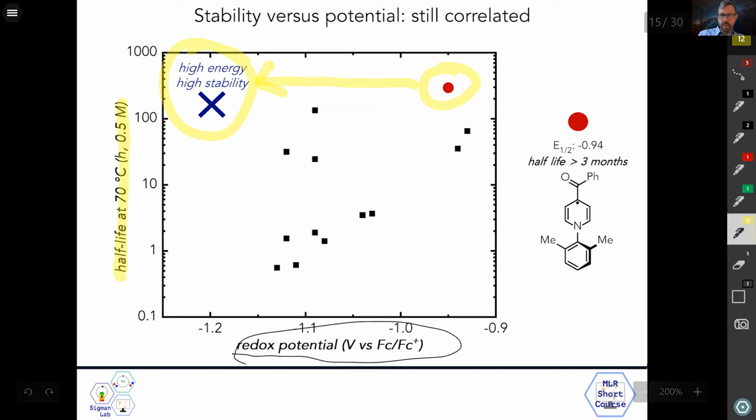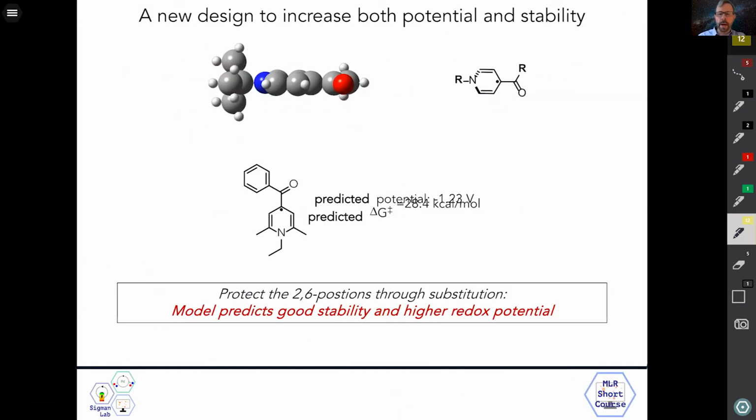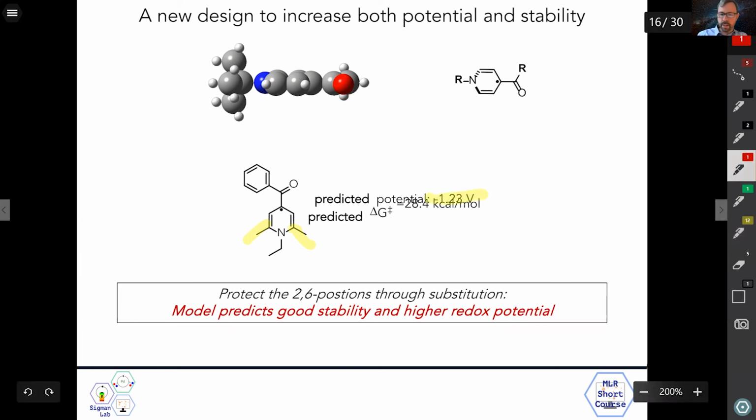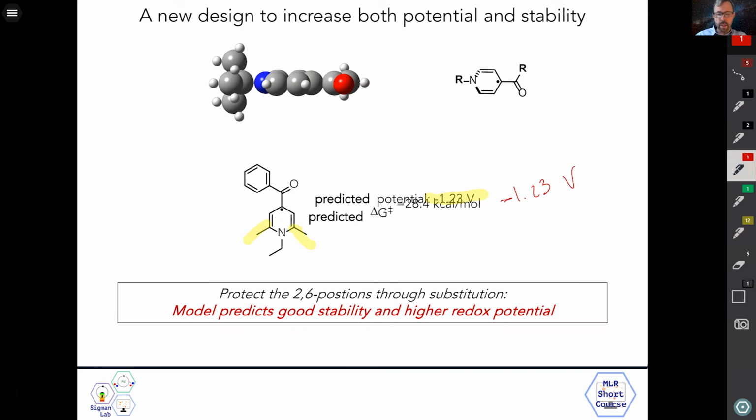So we went back to the drawing board and did a virtual screen, and nothing we screened initially with the parent pyridinium structure worked. And again, I'm sorry for this PDF conversion issue here, but nonetheless, one of the molecules that came out of our virtual screen, when we started substituting the pyridinium at new places, especially about the nitrogen, showed this really interesting increase in potential. If you can't see here, that is 1.23 volts. And that is in the range we wanted. And this molecule also virtually screened as having pretty good stability, as I'm going to show you on the next slide. It's not quite as stable as the dimethyl compound I showed you previously, but it is pretty stable.